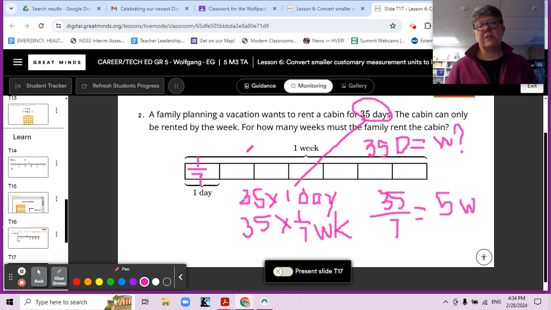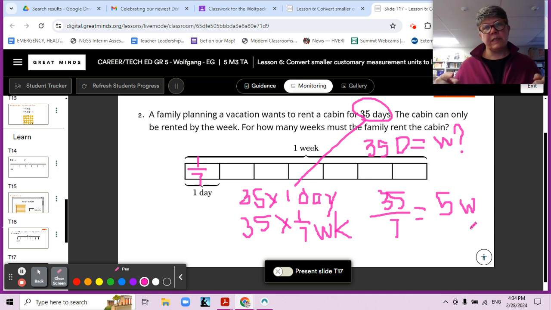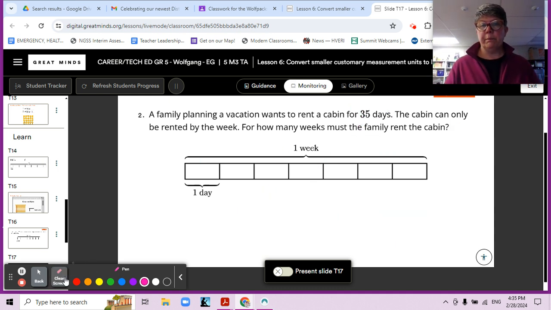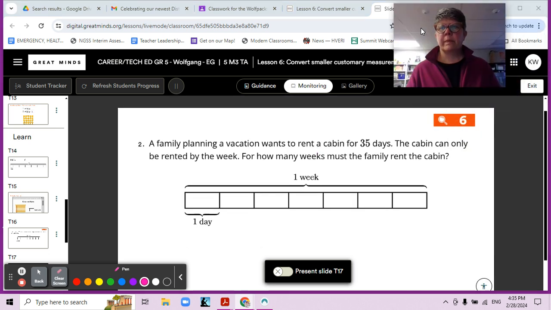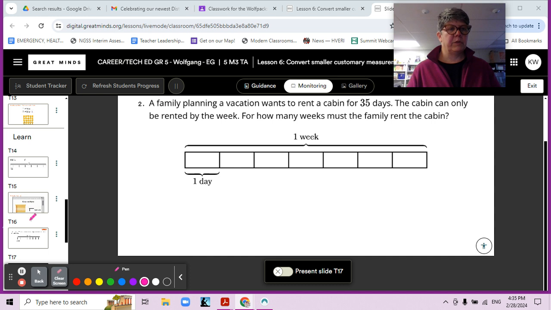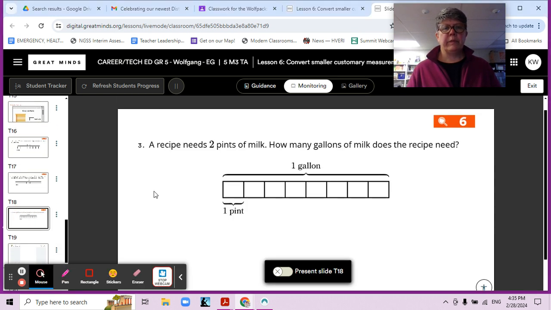Please write a sentence explaining that the family is renting the cabin for 5 weeks. All right? Very good. And there is one more question, number 3. If you didn't get this copied down, please pause me and get it copied down because I'm about to erase it. Boom. All right. Let's get to our next problem. I guess we'll just go this way. There we go.